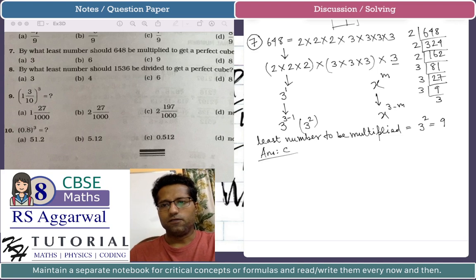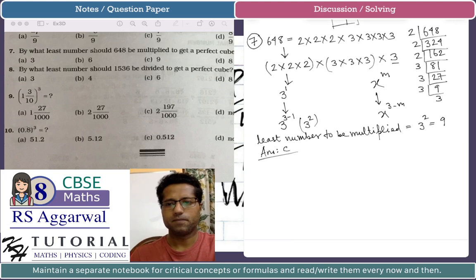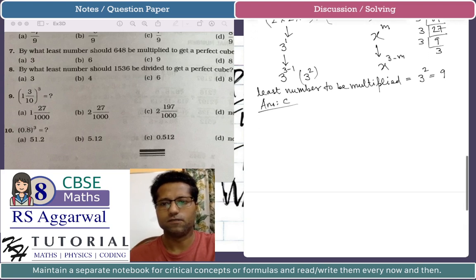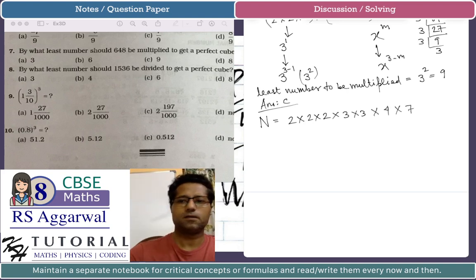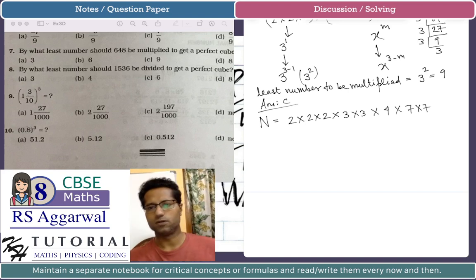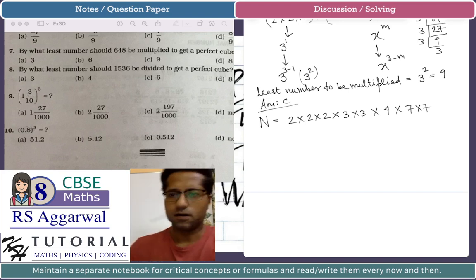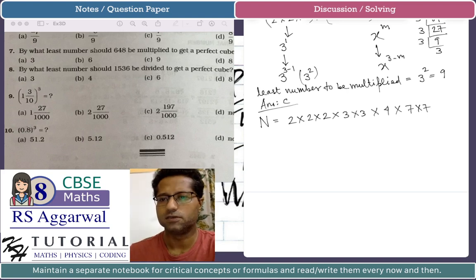Now, if the logic is not clear, let me explain it once more with an example. Let's say you have a number n, and its prime factorization is 2 multiplied by 2 multiplied by 2 multiplied by 3 multiplied by 3, multiplied by 4, multiplied by 7 and multiplied by 7. I don't know what this number will be. Let's say there is some number n whose prime factorization is this.